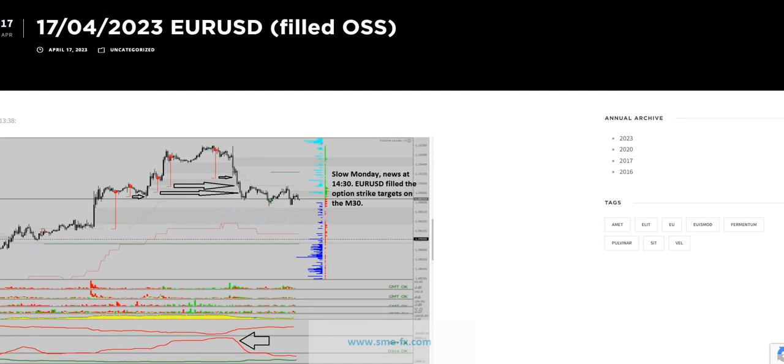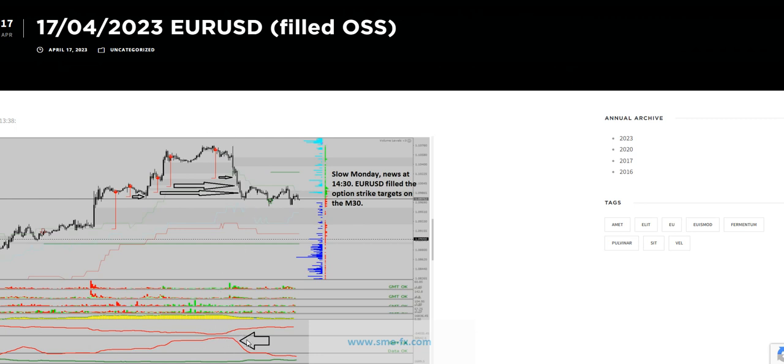Alright, so euro dollar, let's start with the 17th of April. First of all, note how all these nice option signals, the option strike targets, got filled with this move. 1, 2, 3, 4. There was then a collapse in the squeeze, so the market came off and used this collapse in order to fill the signals.